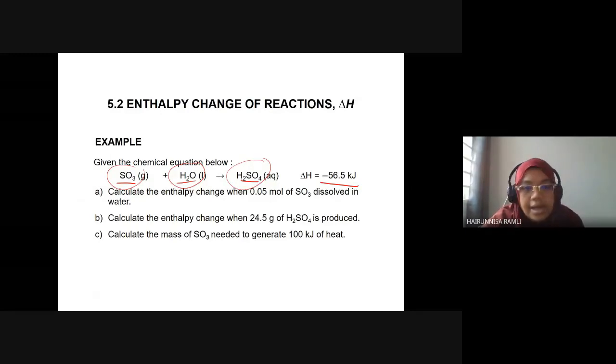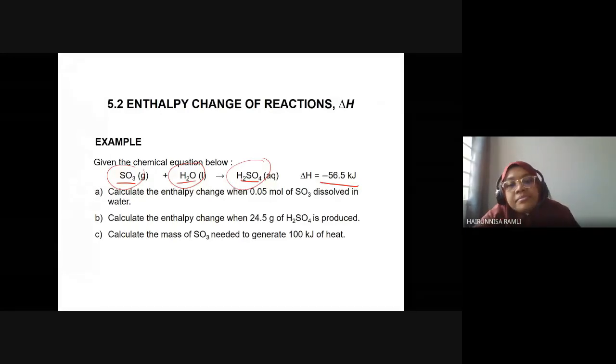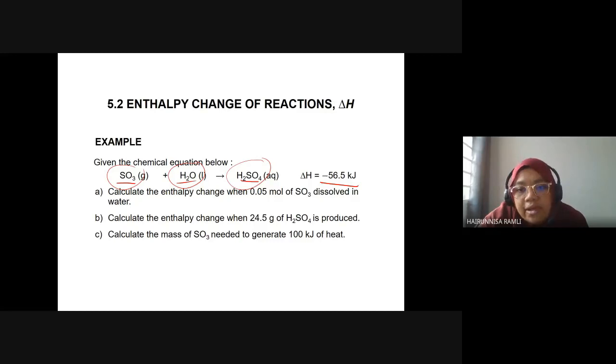Water is in the middle. Water is a reactant. Okay, so that's why this is an example as well. This is the normal equation. So the value of delta H is just the value for this SO3, H2O and H2SO4, not specific to the formation or combustion or neutralization.